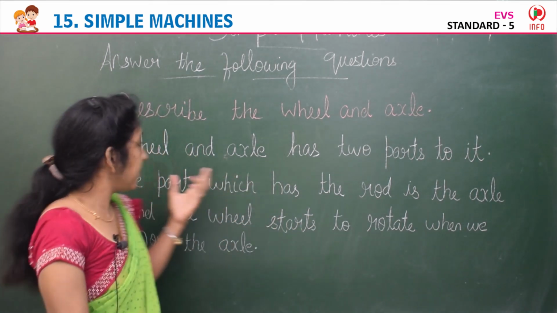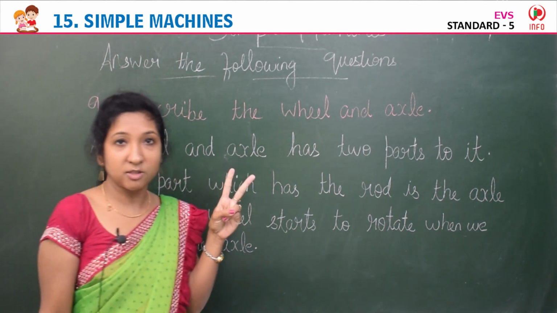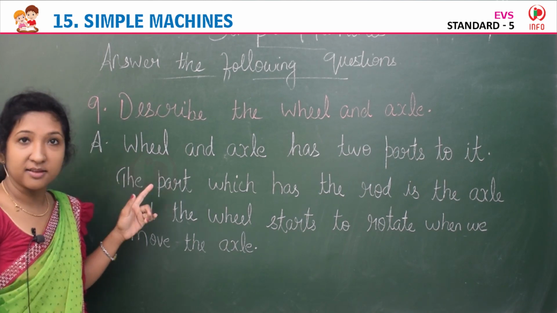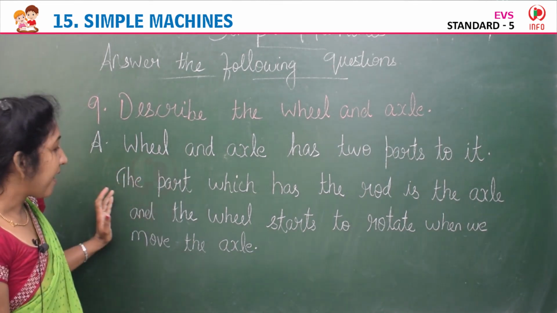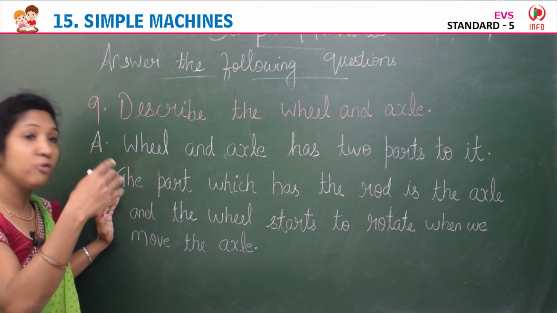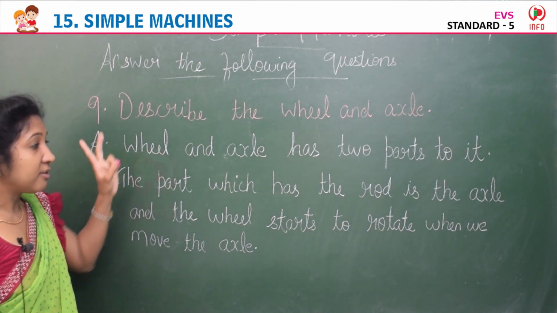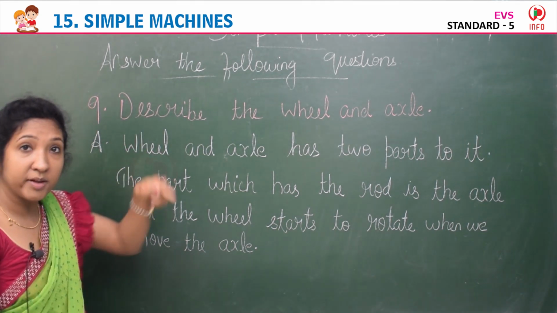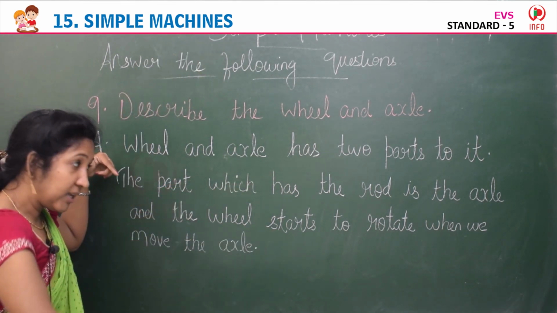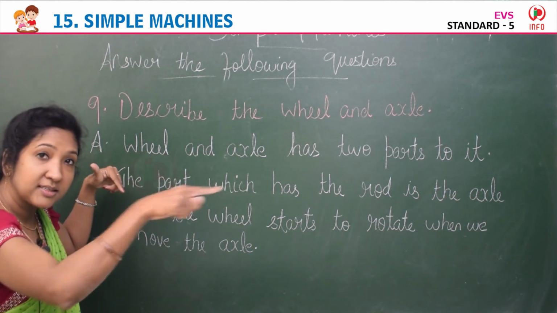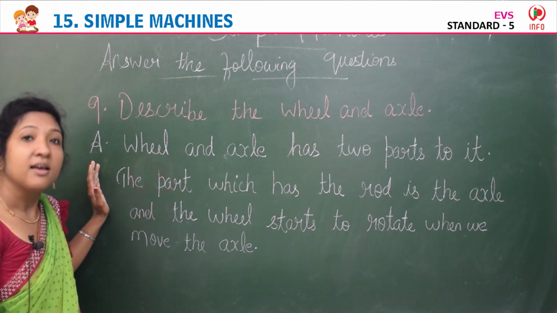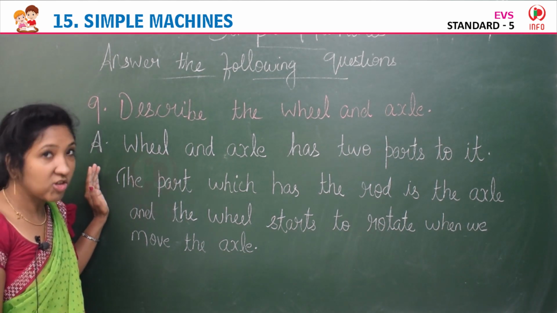So how to describe it? Wheel and axle has two parts. The part which has the rod is the axle, A-X-L-E, axle, and the wheel starts to rotate when we move the axle. Okay, so that's about wheel and axle. Okay, children.